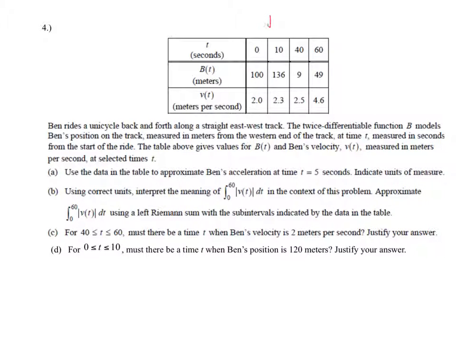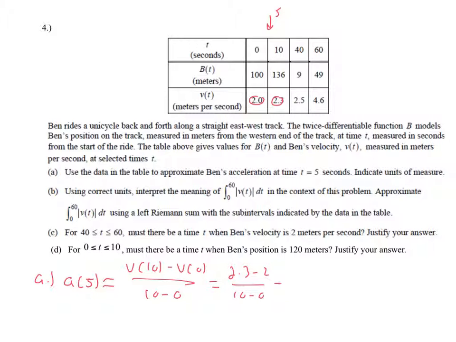So 5 is somewhere between 0 and 10. And if I want to estimate his acceleration at 5, well, that's going to be the difference in the velocity values, 2.3 and 2, so v of 10 minus v of 0 over 10 minus 0. And they really try to make it a little bit tricky by throwing in these extra values. So I have 2.3 minus 2 over 10 minus 0, which is 0.3 over 10.